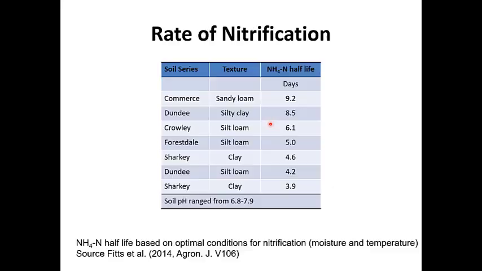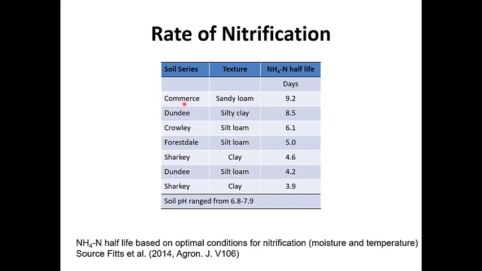Now, once we start to get away from those ideal temperatures and conditions, nitrification rates can slow down quite a bit. If we talk specifically about different rates of nitrification in some of our soils that are commonly cropped in the Arkansas Delta, I just have a table here that has soil series, the textural classifications, and then what we refer to as the ammonium half-life. And the best way to describe this is the number of days that it would take for 1/2 of the ammonium to be converted to nitrate.